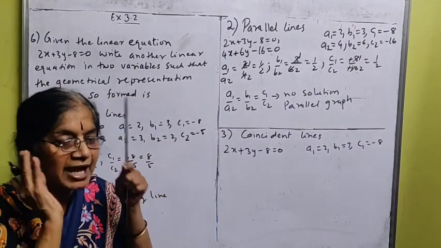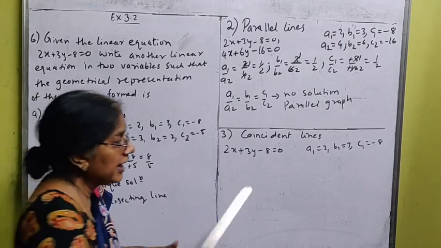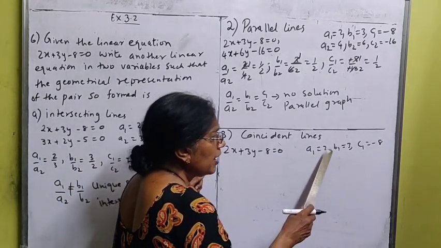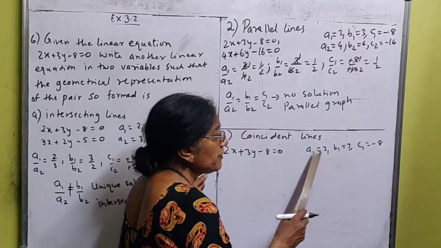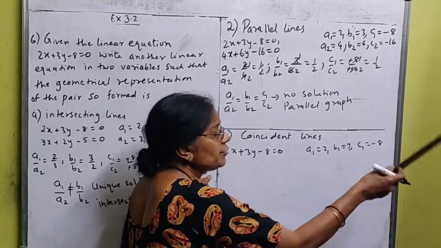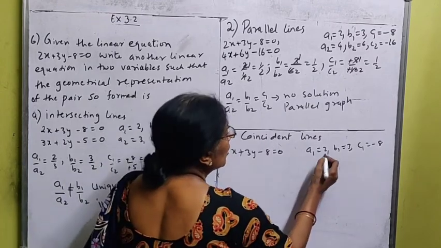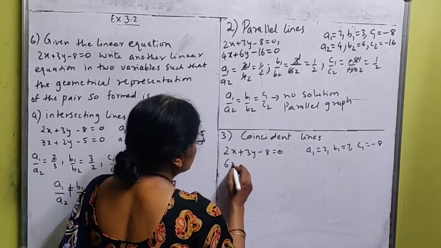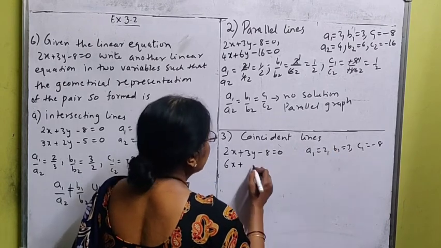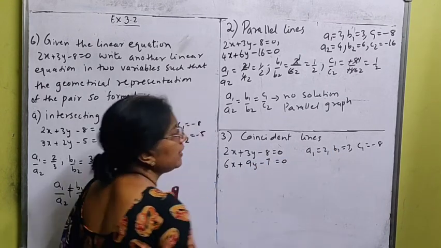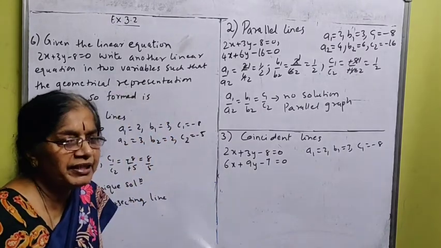It's a simple matter. Okay, what you have to do? A1 by A2 you should make equal to B1 by B2. So multiply the A1 coefficient and B1 coefficient with the same number. C1 you change, you take any other number. So I am going to take 3. So 3 2s are 6 plus 3 3s are 9y minus 7, or anything I can write, because these two should not be equal.